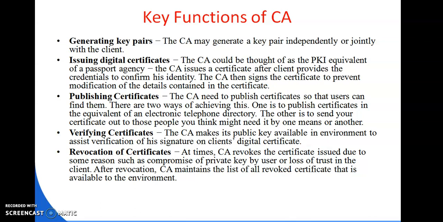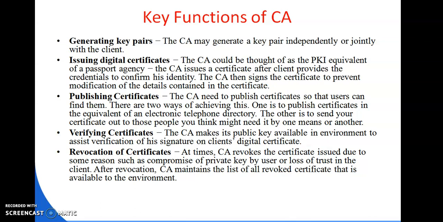So the first thing is generating the key pair, that means your private key and the public key. Then issuing the digital certificate, that means the CA could be thought of as the PKI equivalent of a passport agency. The CA issues the certificate after the client provides the evidence or required documents to confirm his identity. Then publishing certificates, that means the need to publish certificates so the users can find them.